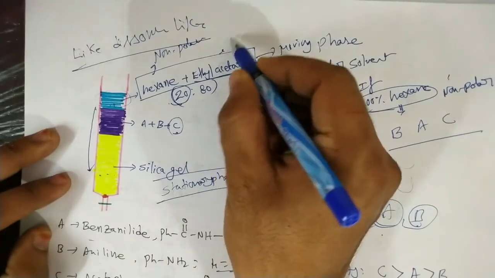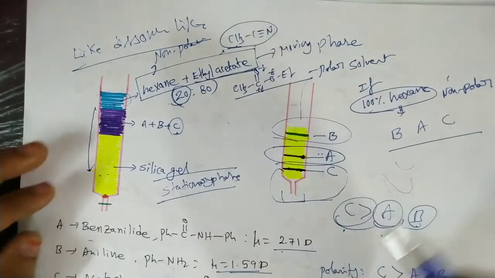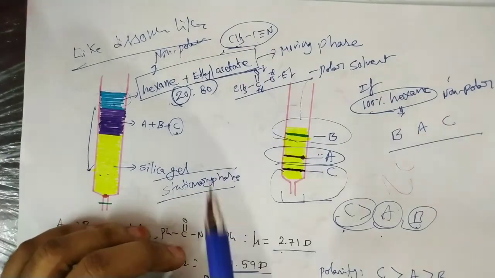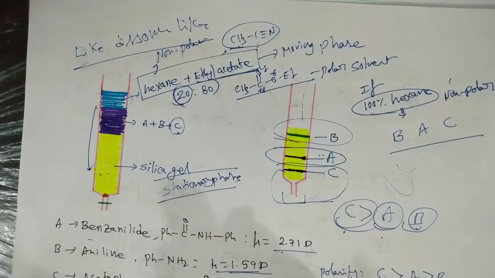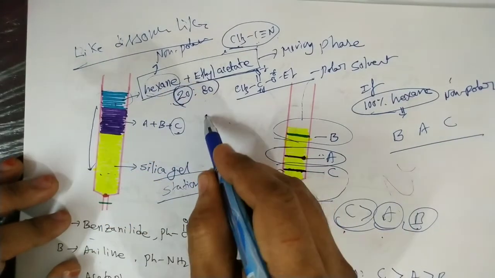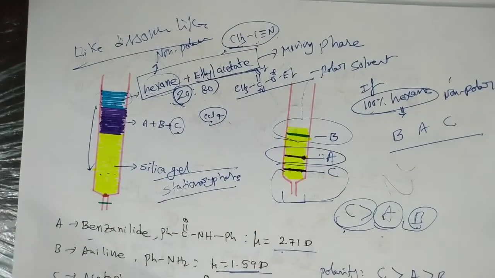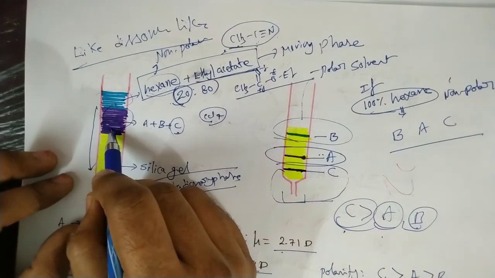Like ethyl acetate, CH3C triple bond N, methyl cyanide, that means ethane nitrile, is also used as a solvent. This is also a polar solvent because of the electronegativity difference between carbon and nitrogen, which gives it a polar nature. As non-polar solvents we can use hexane, cyclohexane or CCl4. That is the separation technique of chromatography. Actually, chromatography can be used for the identification of the number of compounds in a given mixture.